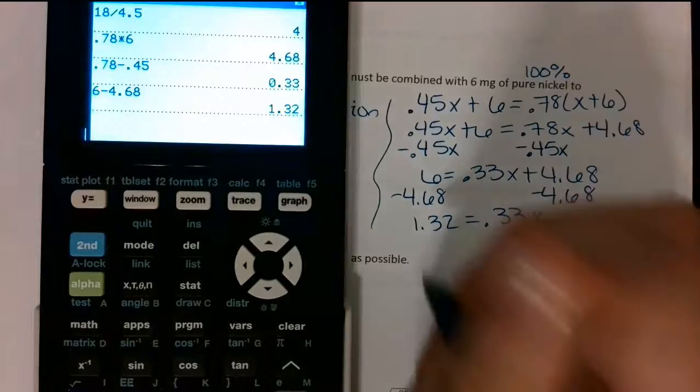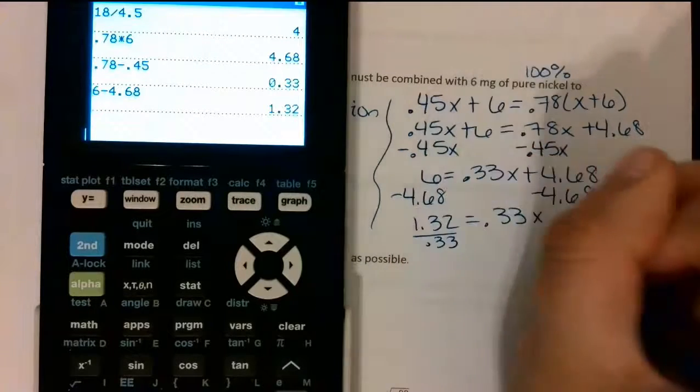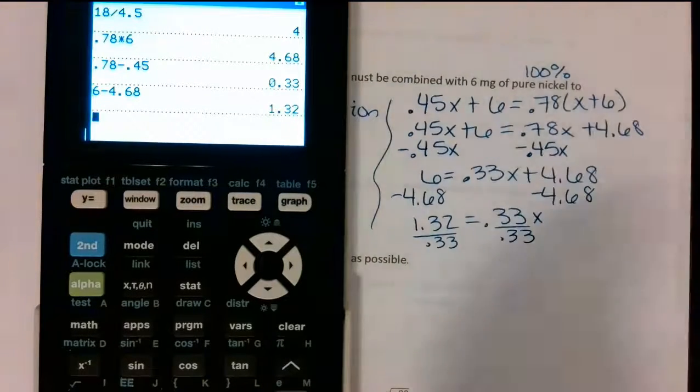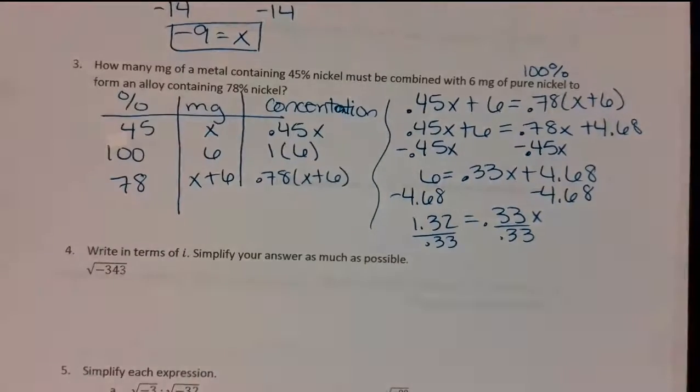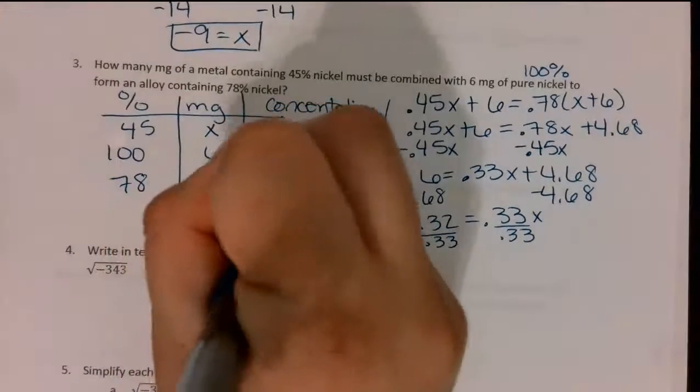I want to divide both sides by 0.33 to get my x alone, which gives me 4. So 4 milligrams.